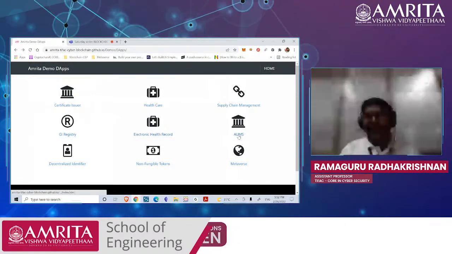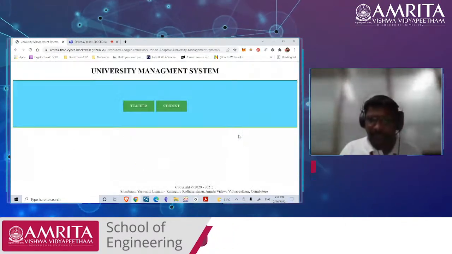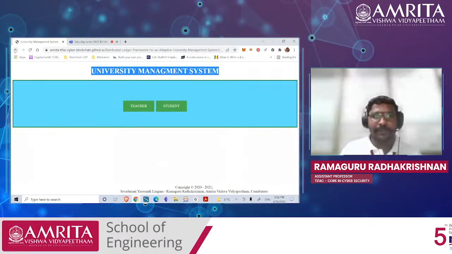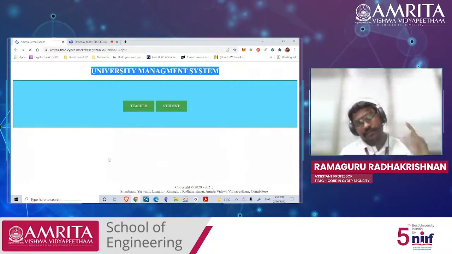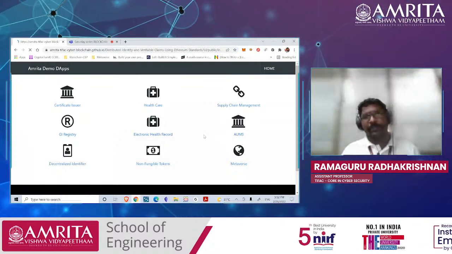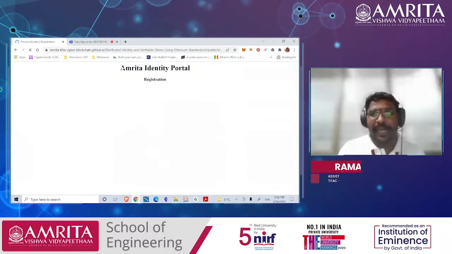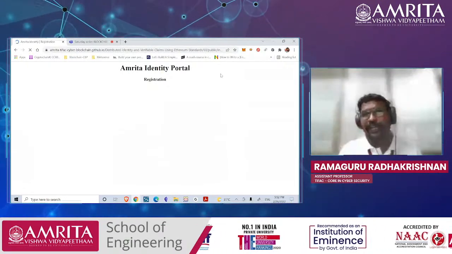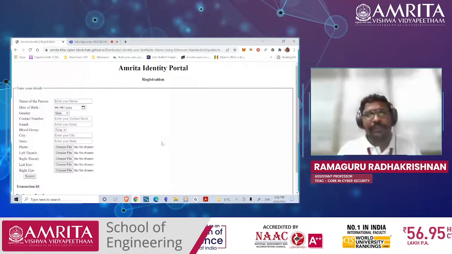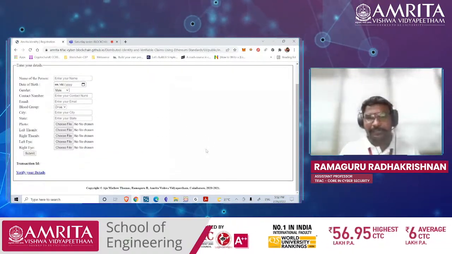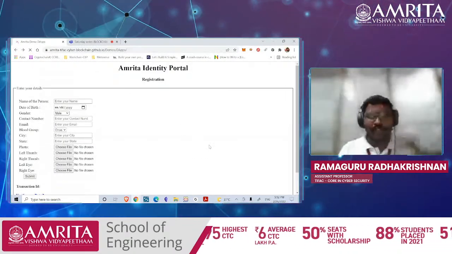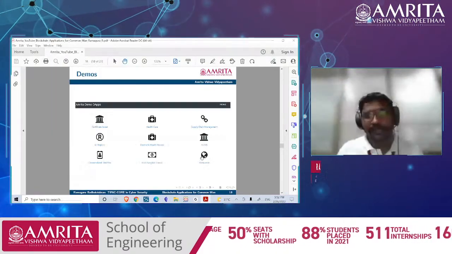And again, as I told you, it could be applied in university management system. You can have a university management system that is completely running on blockchain. And you can create an identity on blockchain. You can have your own identity, like even Government of India can issue the Aadhaar on blockchain. So this is one another example. So multiple ways in which you can use blockchain. These are some of the examples that we have created.